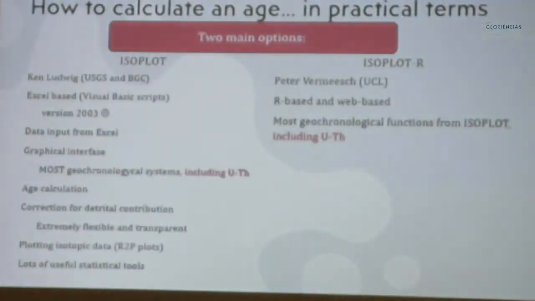But because Isoplot is getting more and more difficult to run, Peter Beamish from University College London wrote an R-based code based on Isoplot, but it's a different code from Isoplot. It has most of your geochronological functions, not all of them, and very importantly, it's web-based. I'll show you in a second how it works.